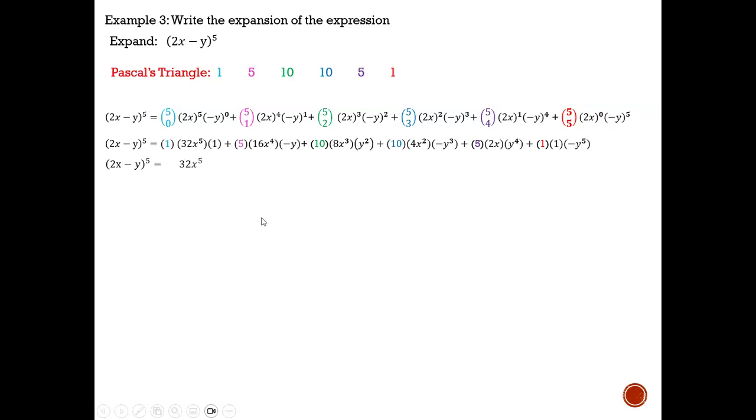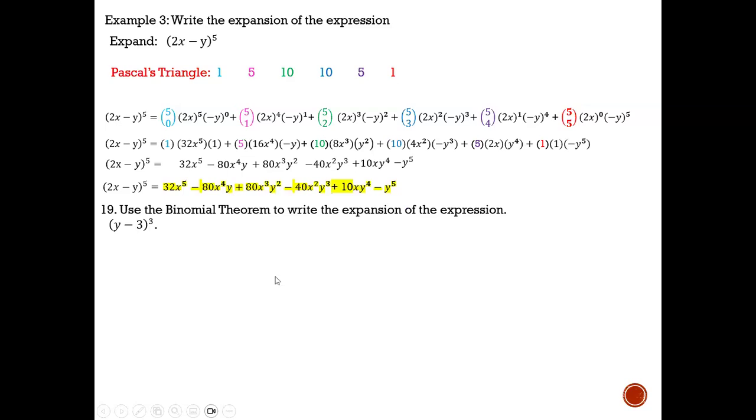So then I simplify each term. 1 and 1 times 32 is 32. I have a negative with 16 and 5, negative 80, x to the fourth y. I have 10 times 8, which is 80, x to the third y squared. Over here, 10 and 4, and negative is negative 40. Here, 5 and 2 is 10 y to the fourth, and my last one is 1 times negative y to the fifth. So that is the expansion for this one.